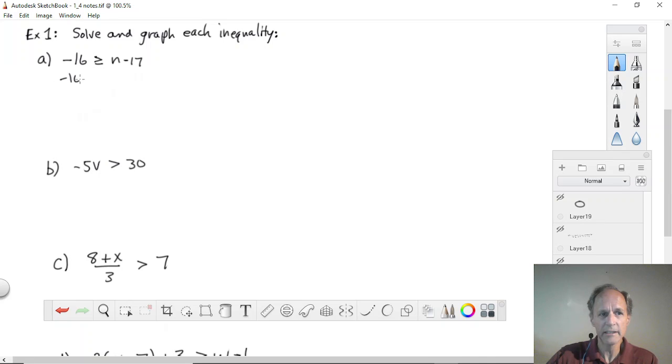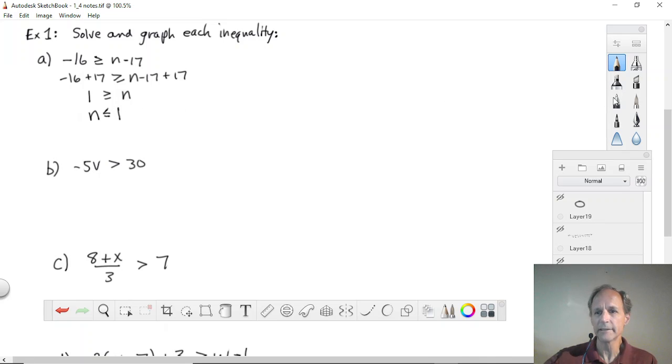So take negative 16 plus 17, n minus 17 plus 17. Add it to both sides. On the left we get 1. On the right we get n, so 1 is greater than or equal to n. And we'll usually turn this around. It reads a little better, say n is less than or equal to 1. We swap the n with the 1 and also change the direction of the symbol. So now it says n is less than or equal to 1. Those are the values of n that should make this true.